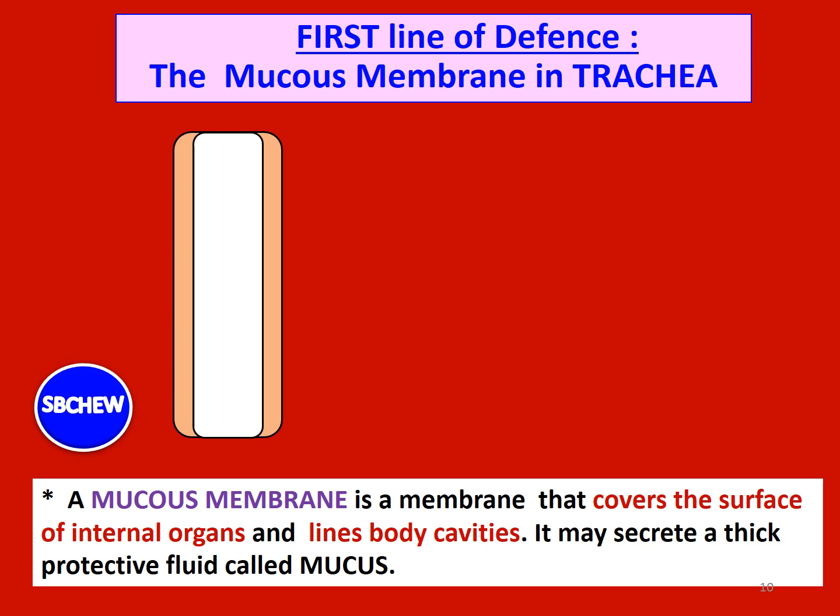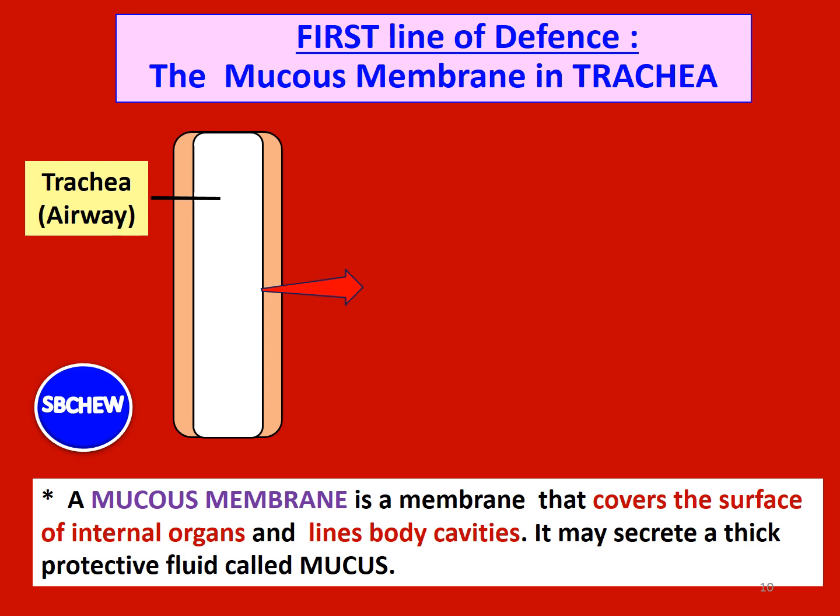Still discussing the first line of defense, let's talk about the trachea. So what is the mucous membrane in the trachea? A mucous membrane is a membrane that covers the surface of internal organs and lines the body cavities. It may secrete a thick protective fluid called mucus. So here's the picture of the trachea with the airway for the air to flow into the lungs.